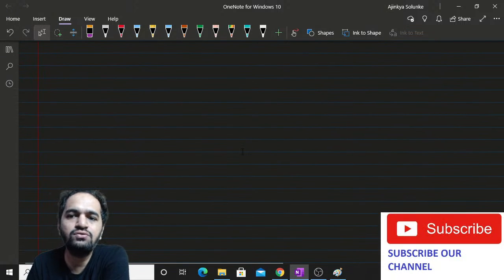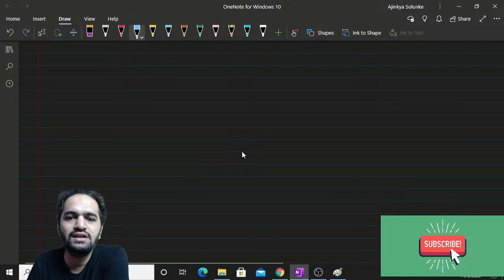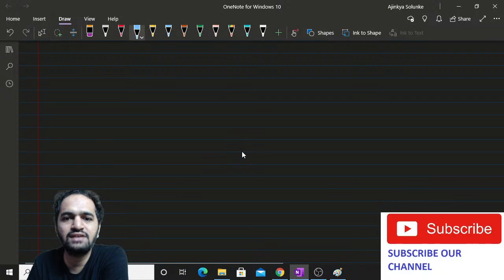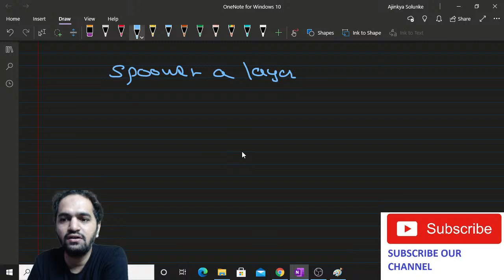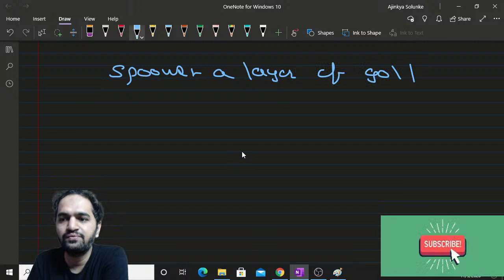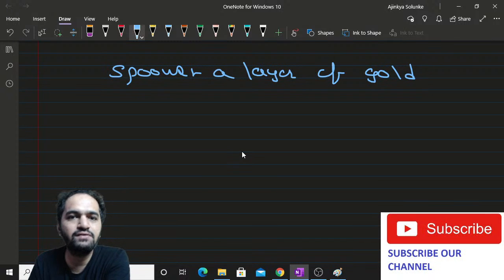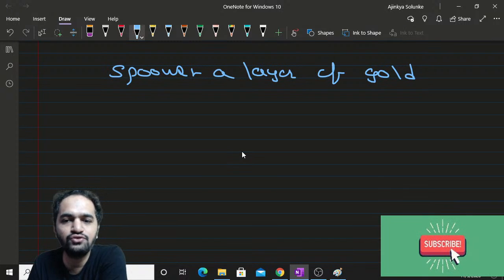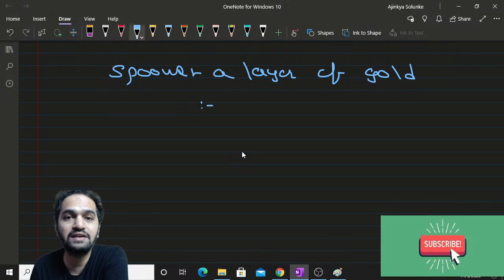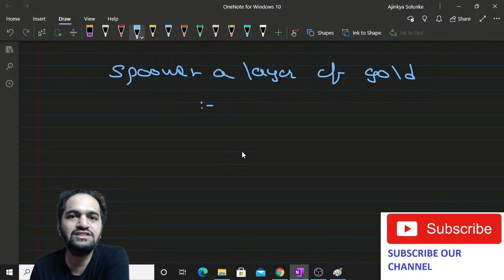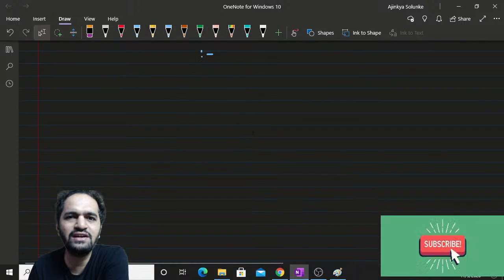Now have you heard about this, that there are certain metal pieces, for example spoons which have a layer of gold, or even some jewelry which your mom has? That jewelry also has a layer of gold or sometimes silver, sometimes platinum. So the question is, can we achieve that? Yes, definitely we can do it.